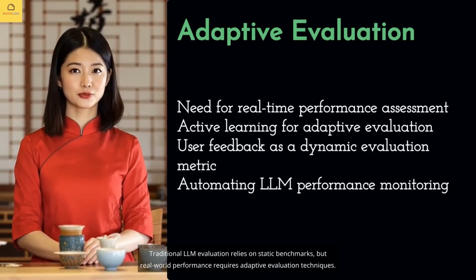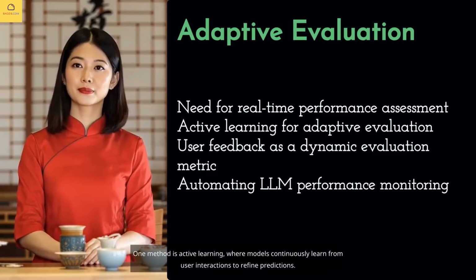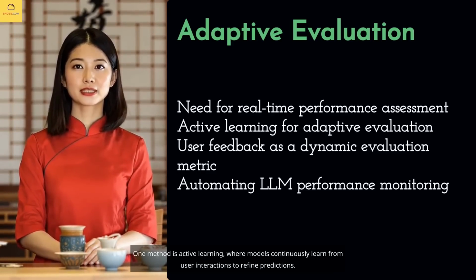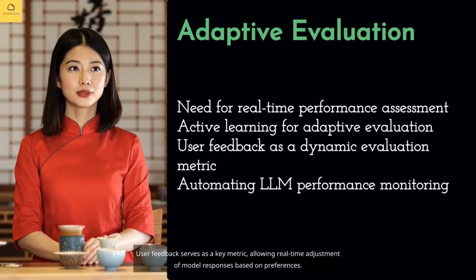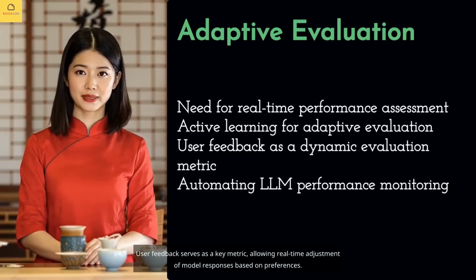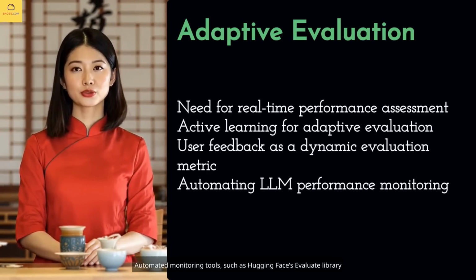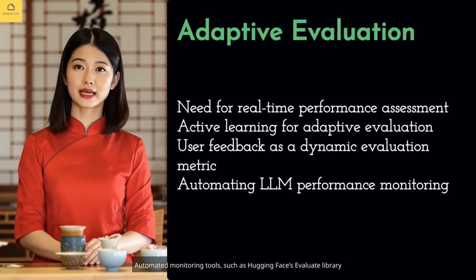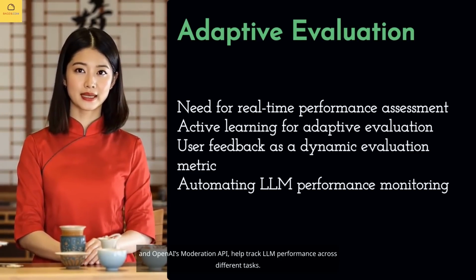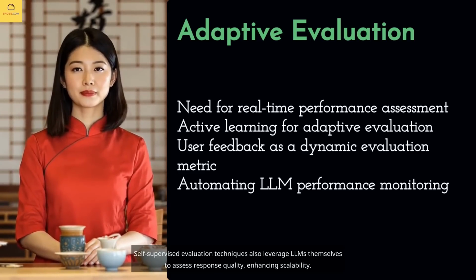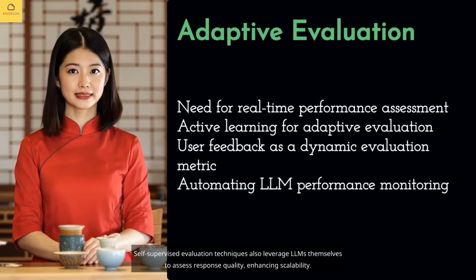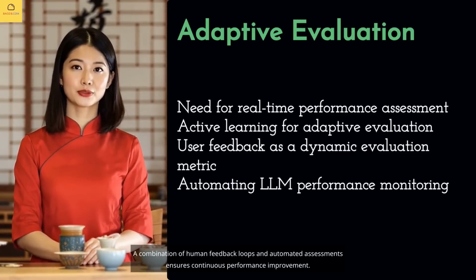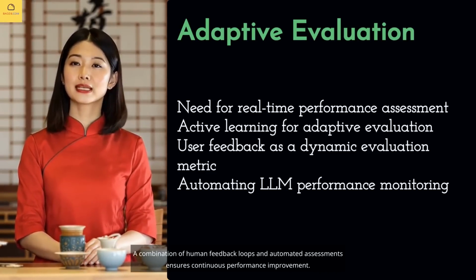Traditional LLM evaluation relies on static benchmarks, but real-world performance requires adaptive evaluation techniques. One method is active learning, where models continuously learn from user interactions to refine predictions. User feedback serves as a key metric, allowing real-time adjustment of model responses based on preferences. Automated monitoring tools, such as Hugging Face's Evaluate Library and OpenAI's Moderation API, help track LLM performance across different tasks. Self-supervised evaluation techniques also leverage LLMs themselves to assess response quality, enhancing scalability. A combination of human feedback loops and automated assessments ensures continuous performance improvement.